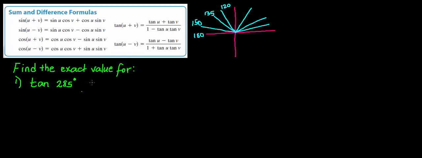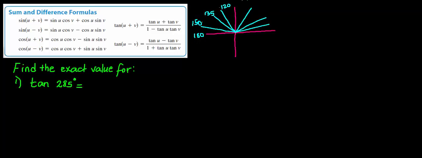For this example, we're going to use the tangent sum and difference formulas. They're asking us to find the exact value for the tangent of 285 degrees. 285 degrees, that's not a special angle that I know of from the unit circle. So I need to split this number up into two values that I know of that I can use to simplify this expression.